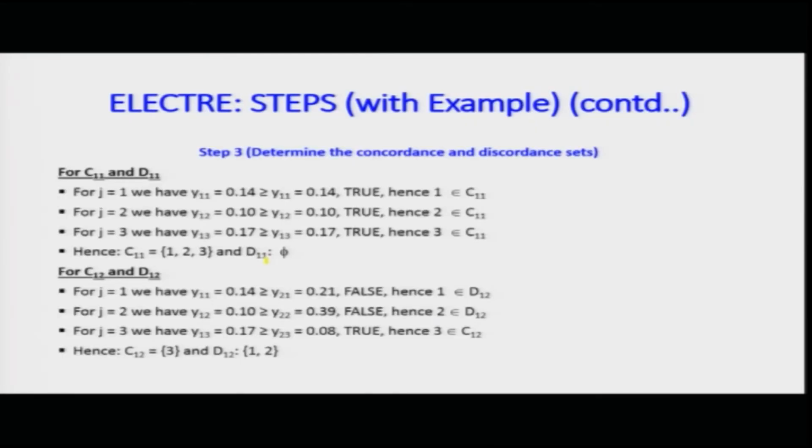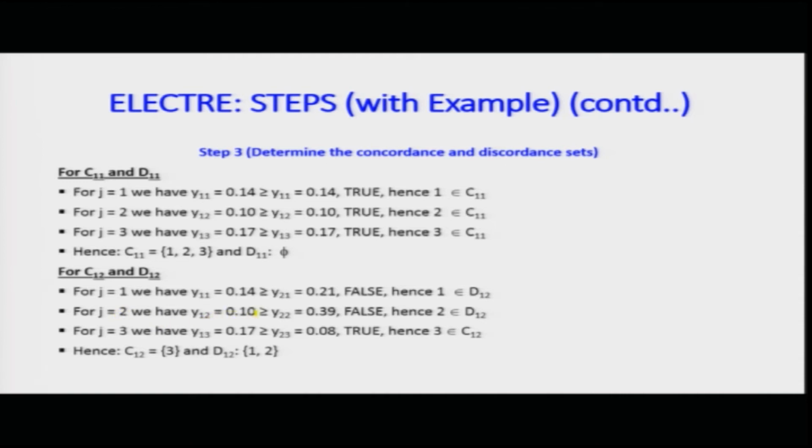Now, the comparison would basically be placed again for j = 1, 2, 3, but I will compare y11, y12 and y13, and the comparisons would be done with y21, y22 and y23. So, let us go through it. y11 is 0.14, is it greater than 0.21? The answer is false, hence the first j, j = 1, falls in D12, which is the discordant set.